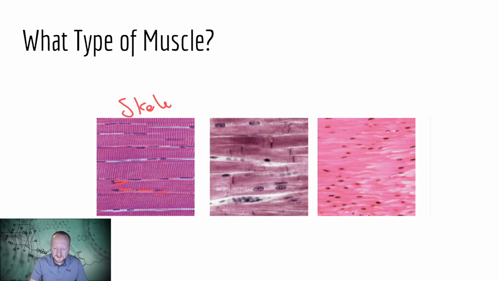So here we have the intercalated discs. We have 1 nucleus, 2 nuclei on that cell. Looks like 1 nucleus. We have a bifurcation right here. So we have this one coming, kind of spreading, dividing right there. So we know this is cardiac.